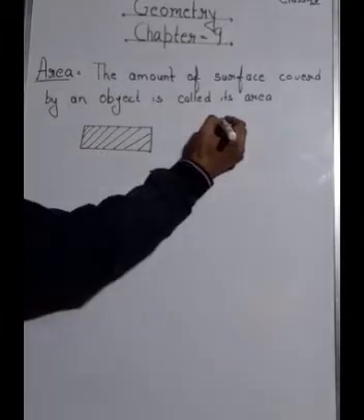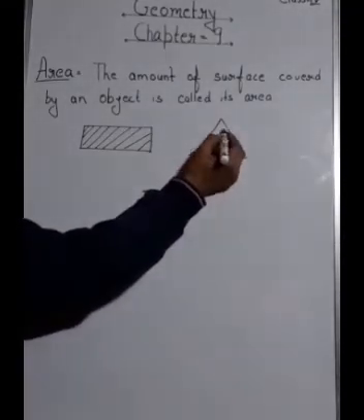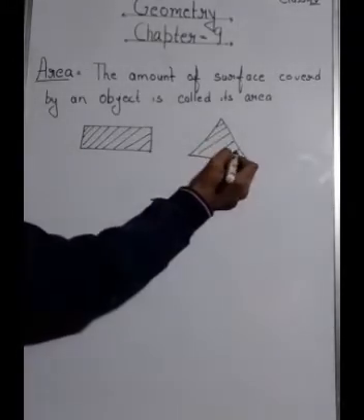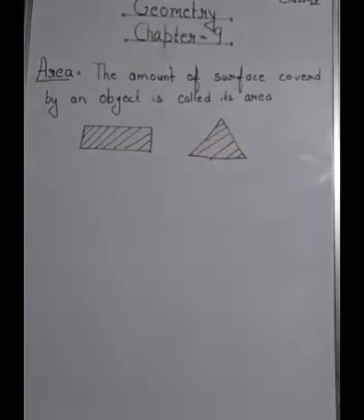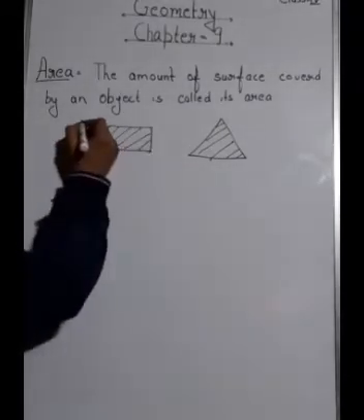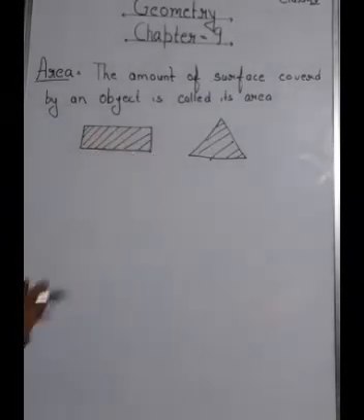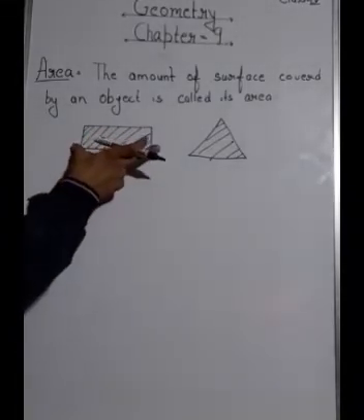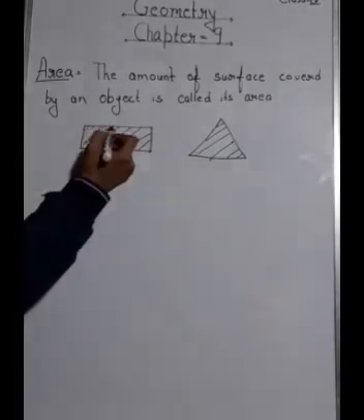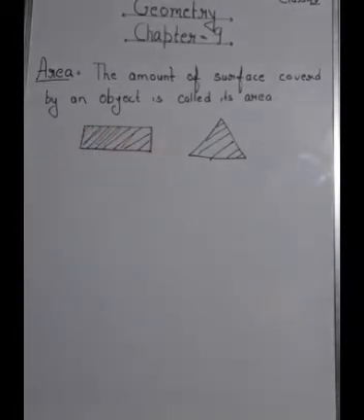Okay. And here I have drawn a triangle. Now what is its area? Its area will be this much, the amount which is covered by this triangle. So what is your perimeter? Perimeter is the sum of the boundaries. And area is the amount of the surface covered by that object, or you can say by that figure. For example, this is a rectangle. So its area is this one which I have shaded, and its perimeter is the sum of its boundaries.